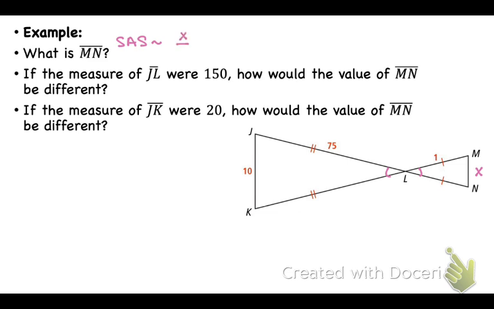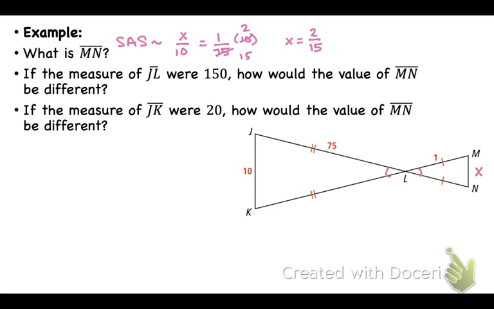X and 1. So what corresponds with X? 10. And what corresponds with 1? 75. So I multiply by 10. What goes into 10 and 75? 5. So I get 2 over 15. Yes. So 2 15ths.